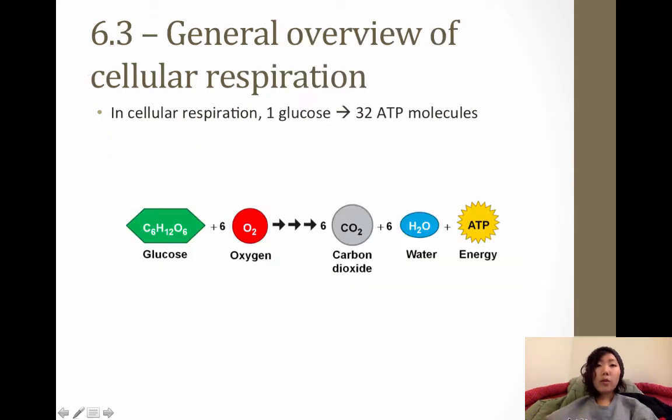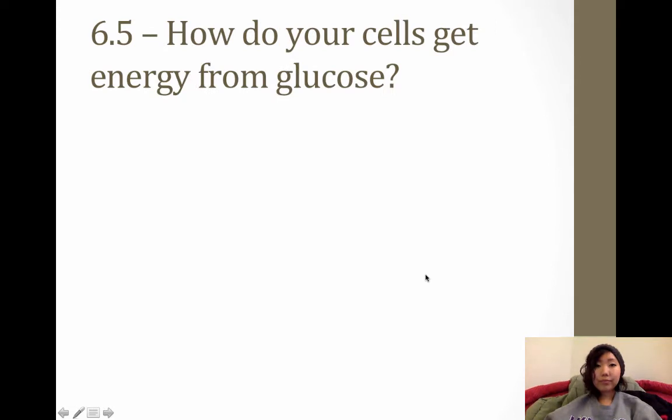In terms of a general overview of what's happening in cellular respiration, you start off with a glucose molecule, and you're eventually going to form 32 ATP molecules. So this is our final goal, to get a lot of this kind of energy. In the process, you're going to be using oxygen to break down the glucose, and you're eventually going to form carbon dioxide and water, and those are our byproducts of the reaction.